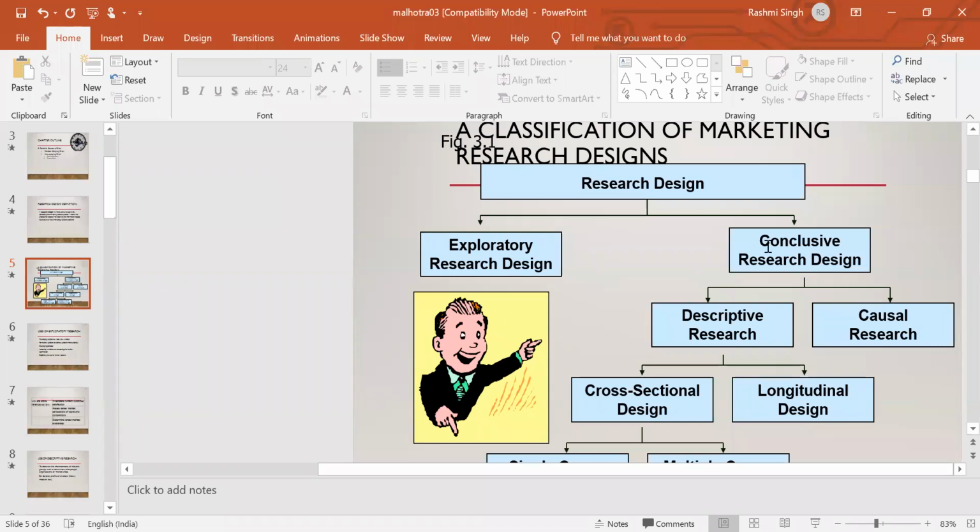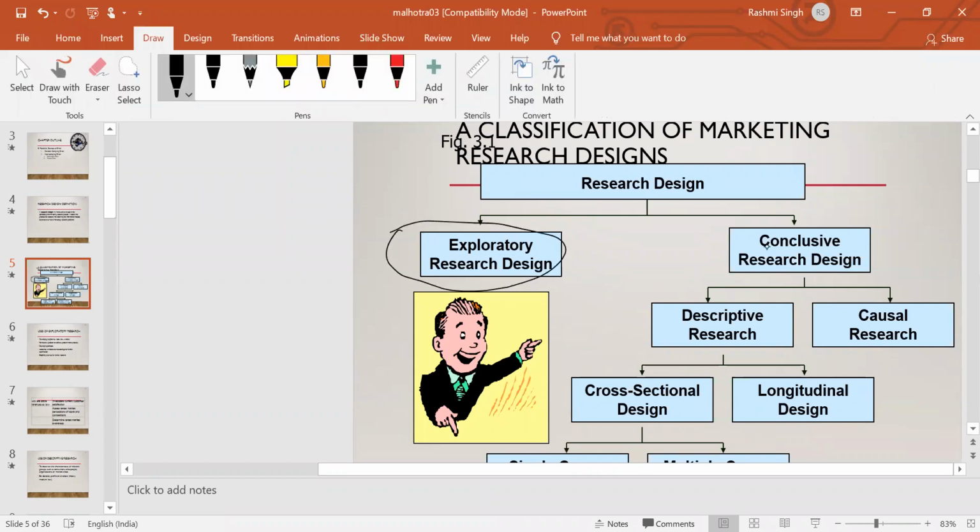Okay. So this is the classification of the research design. Research design, as I already told you, is a roadmap or a blueprint. Now the research design is further classified into exploratory research, and second is conclusive research. Now this conclusive research design is further classified as descriptive research and causal research.